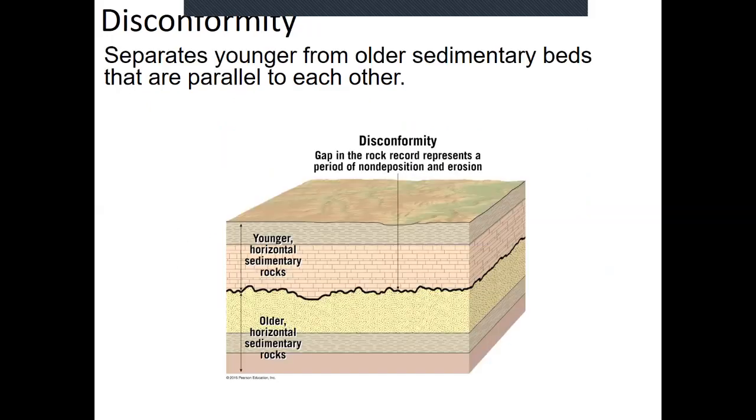A disconformity is an unconformity that separates older from younger parallel layers of sedimentary rock. Okay, so they don't have to be horizontal like it says here, they just have to be parallel. So you see how these rocks are parallel to the rocks above them? That's a disconformity. Right here's the unconformity itself, the erosional surface.